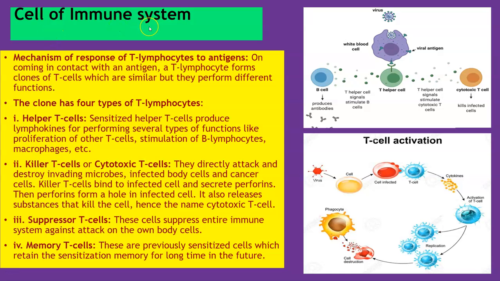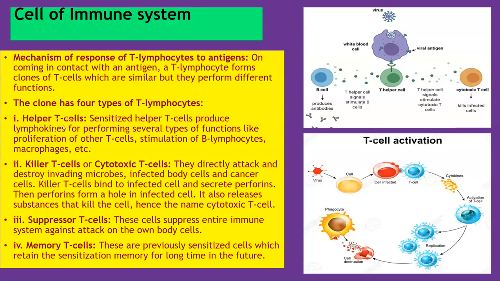Now that students, we know we have two types of lymphocytes, that is the T lymphocytes and the B lymphocytes. Now we will have a look at the mechanism of their actions. Beginning with mechanism of response of T lymphocytes to antigens. Antigens, as I've explained earlier, it is the foreign particle or the disease-causing pathogen or virus that is entering in our body. Now, on coming in contact with an antigen, a T lymphocyte forms clones of T cells which are similar but they perform different functions. The clones has four types of T lymphocytes.